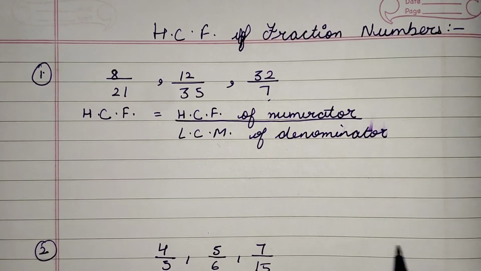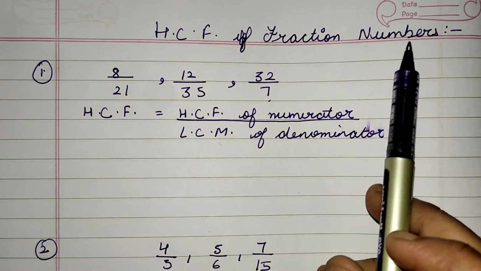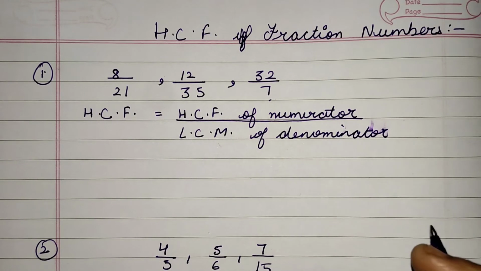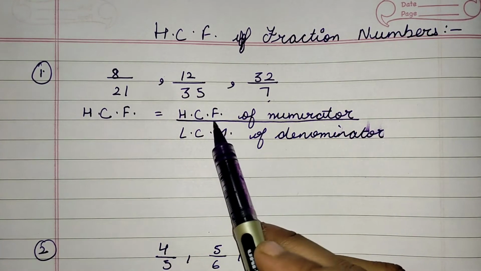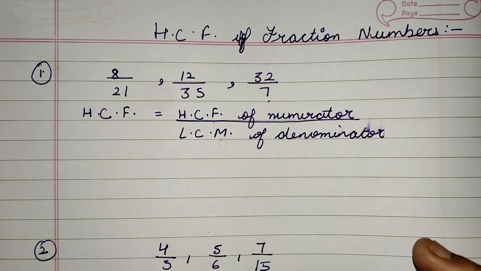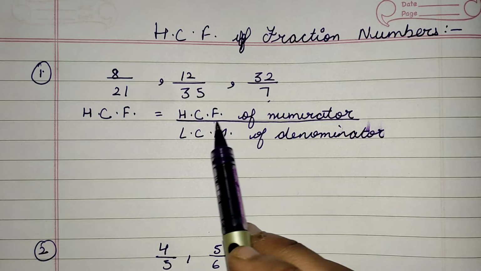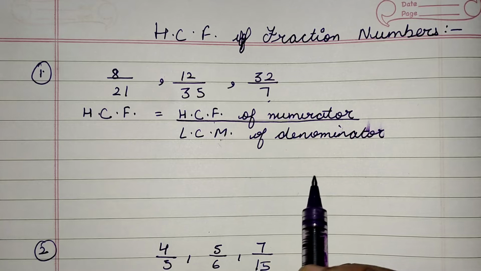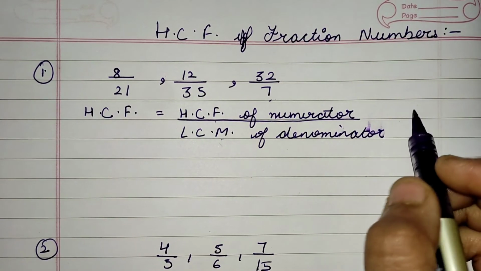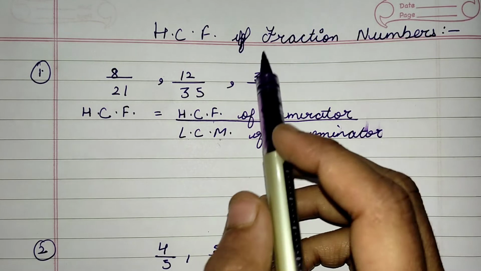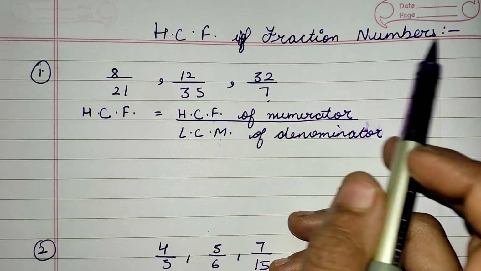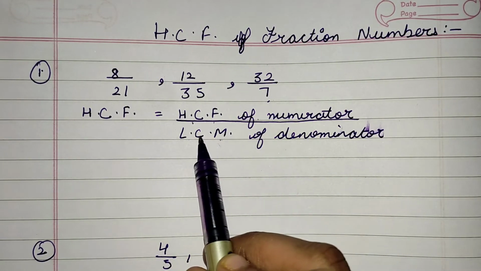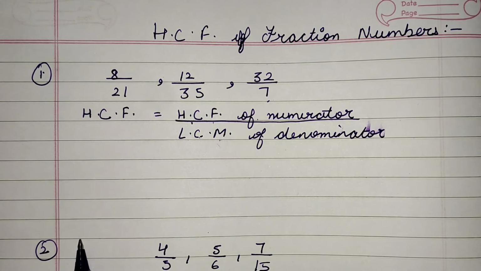So let us start today's topic, which is how to find out HCF of fraction numbers. You can see my earlier videos also, in which I have explained the tricks to find out HCF and LCM of any given numbers, because we are going to use that same trick in this video also. So you just have to remember this formula: HCF of fractions is equal to HCF of numerators divided by LCM of denominators.